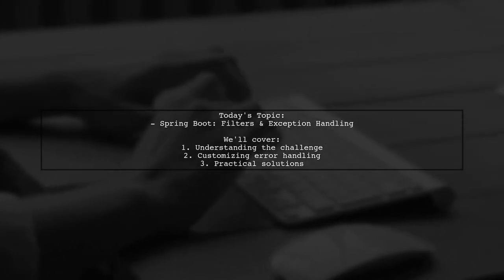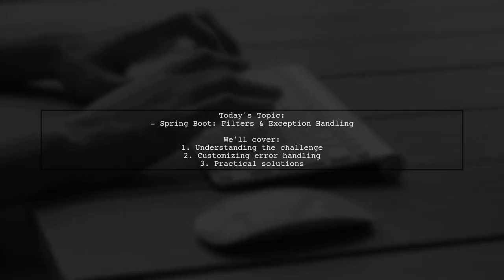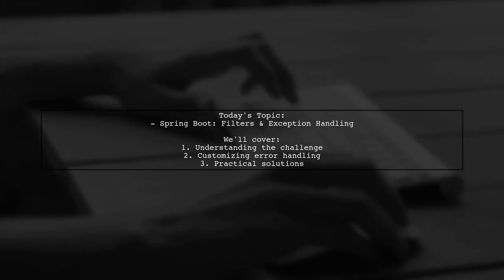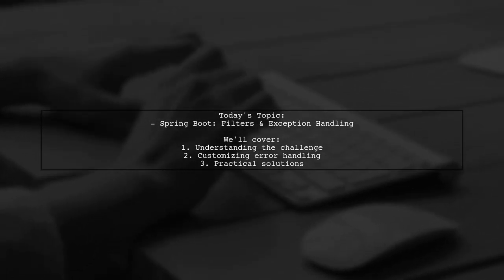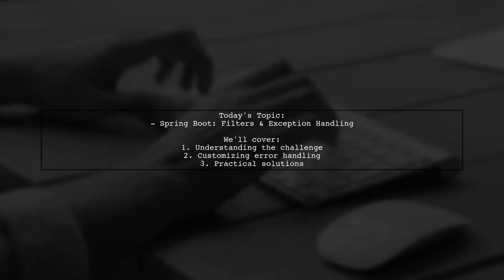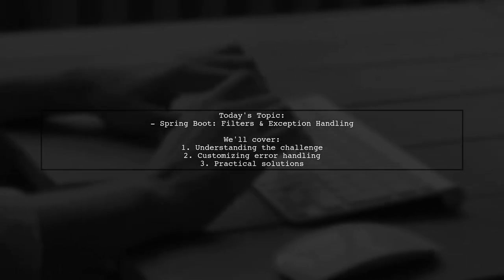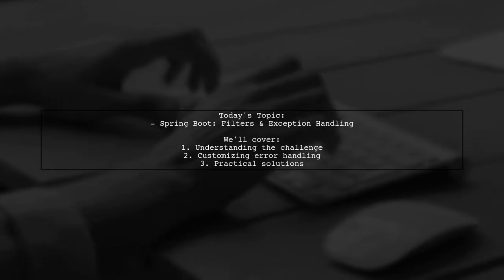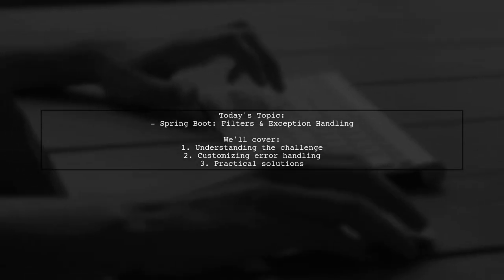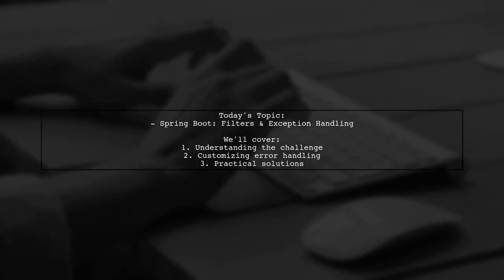Today, we're tackling a question that many developers encounter when working with exception handling and filters. Our viewer asks, I have a Spring Boot application with a controller advice for handling exceptions. I've created a filter to validate headers for all requests, but when I throw a custom exception from that filter, it bypasses my exception handler and uses the default Spring error control. Is there a way to manage errors from filters in my own way?